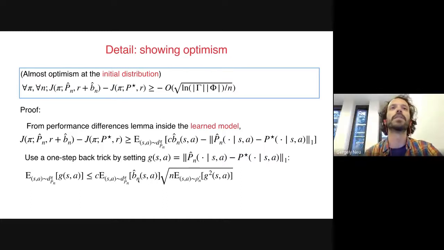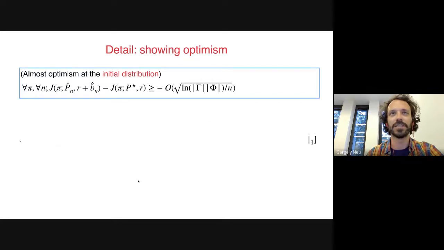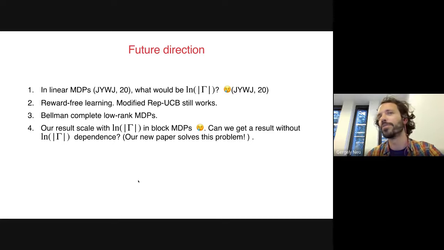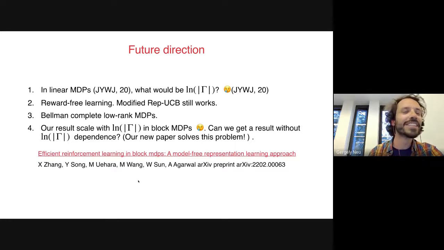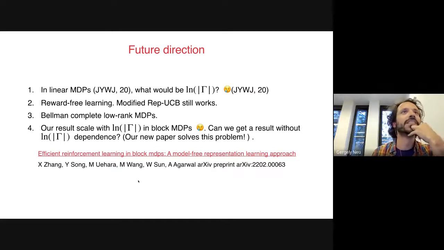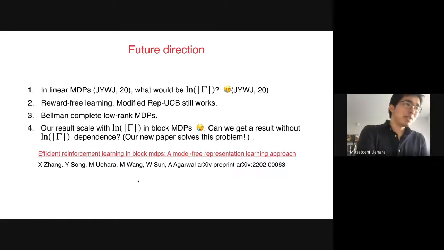I see. Okay, I think I get it. All right, good. And then regarding all these open problems that you mentioned in the end, like these log gamma factors for linear MDPs and for block MDPs, you said that you think that maybe this can be removed and you have some ideas regarding that. So can you share these ideas? In block MDPs, we already have a paper. Oh yeah, right. In linear MDPs, honestly, I'm not exactly sure. That still bothers me, but someone in the audience might have an idea.